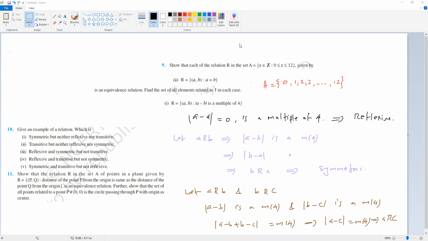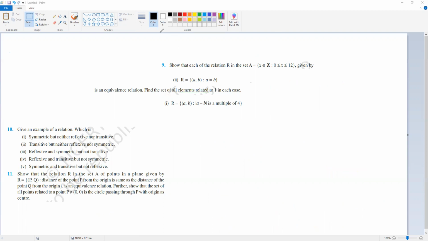Along with that, they have also asked to find the set of all elements related to 1. So the equivalence class of 1. That means the elements related to 1, meaning the difference between 1 and that number should be divisible by 4. So 1 itself, because 1 minus 1 is 0, which is divisible by 4. Then 5, the difference is 4, divisible by 4. Then 9. So this is the equivalence class, or the set of elements which is related to 1. Okay.